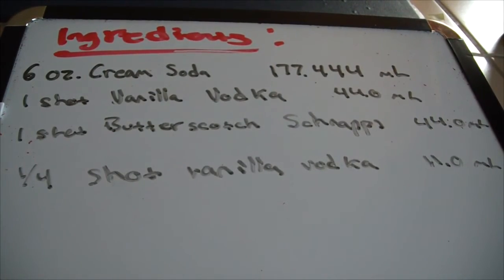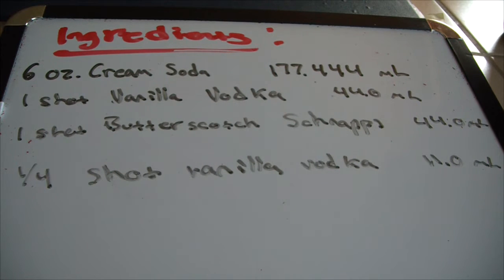So as you could see, we have our ingredients here, which are 6 ounces of cream soda, which is also 177.444 milliliters. We also have 1 shot of vanilla vodka, which is 44.0 milliliters. 1 shot of butterscotch schnapps, which is 44.0 milliliters as well. And we also have 1/4 shot vanilla vodka, which was mixed with marshmallow cream, which is 11.0 milliliters.